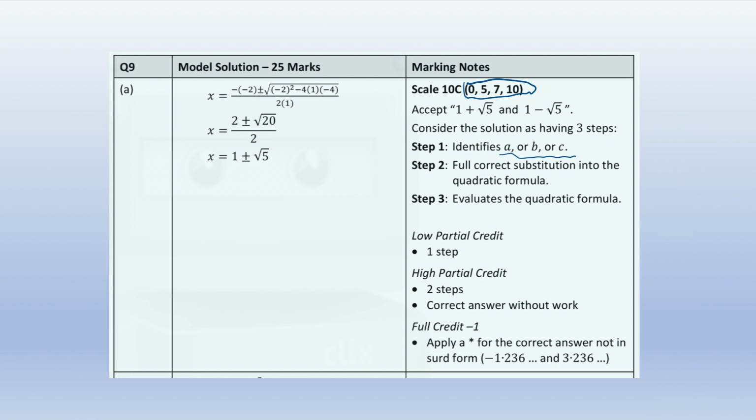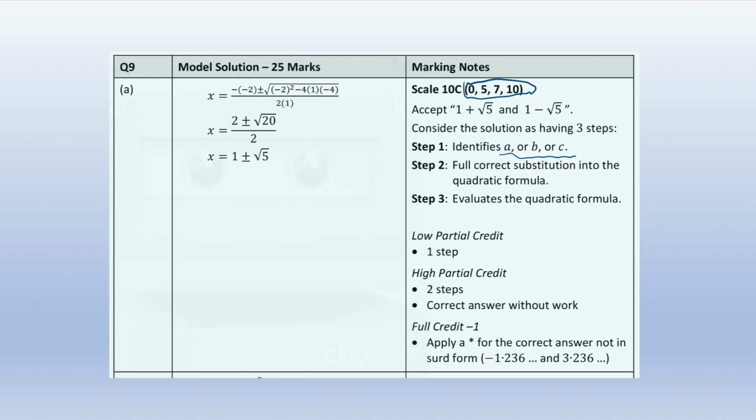And not only that, even if you give me only one of those, so if you say that A is equal to 1, or B is equal to minus 2, or C is equal to minus 4, just one of those, you're getting your 5 marks. So they're giving away half marks for literally pointing out what your A, B, and C are, which is probably the easiest 5 marks you'll get in the whole question. To get your next 5 marks, you need to substitute in and tidy up your formula properly.